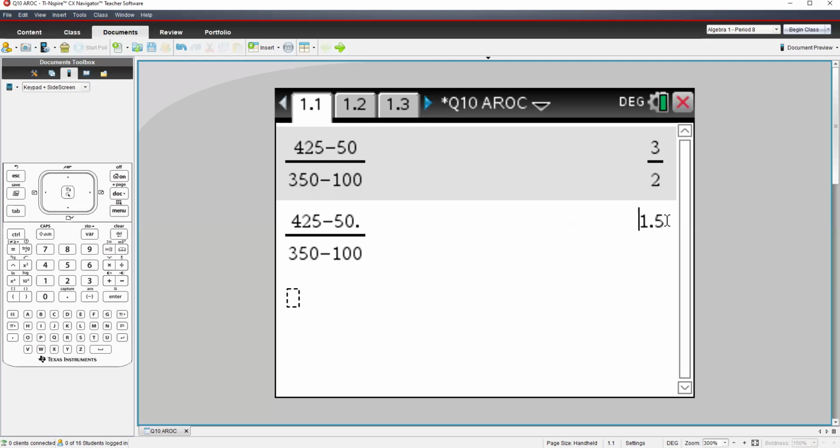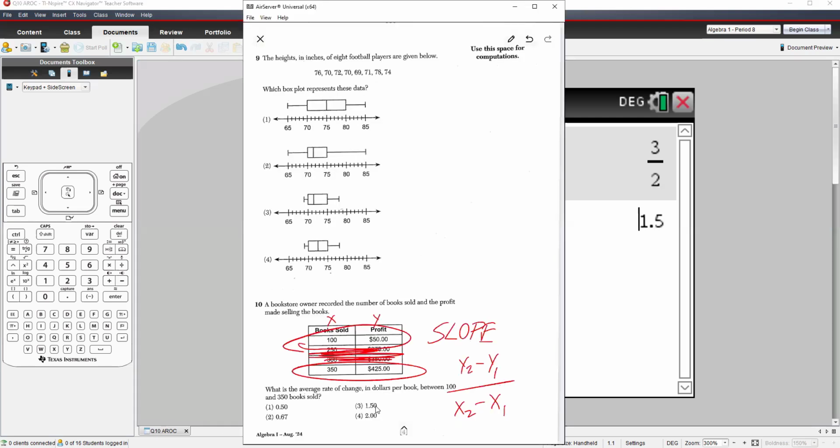And you'll see the decimal is 1.5. So the answer for this question is 1.5. So it's choice 3.